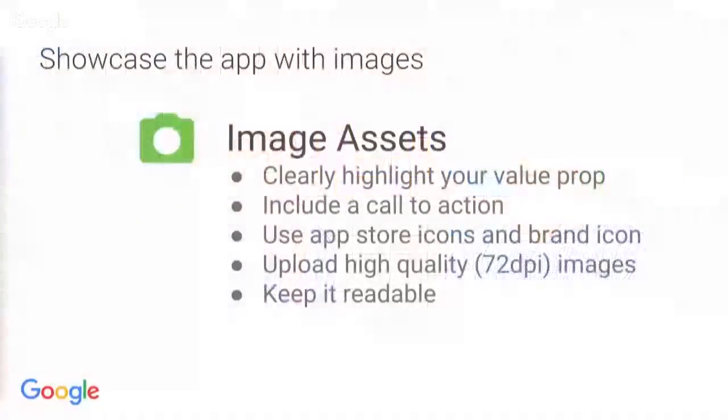Awesome. Going into image assets, again, just a few best practices here. For image, make sure again that you're clearly highlighting your value prop, including clear CTAs. And what's also really important is using recognizable App Store icons and brand icons, right? The more that you can include your app and your brand within your creative assets is a great way for brand recognition and brand awareness. Uploading high quality images is always key. That's just a really good user interface in general. And then keeping things really clear and legible is key here as well.